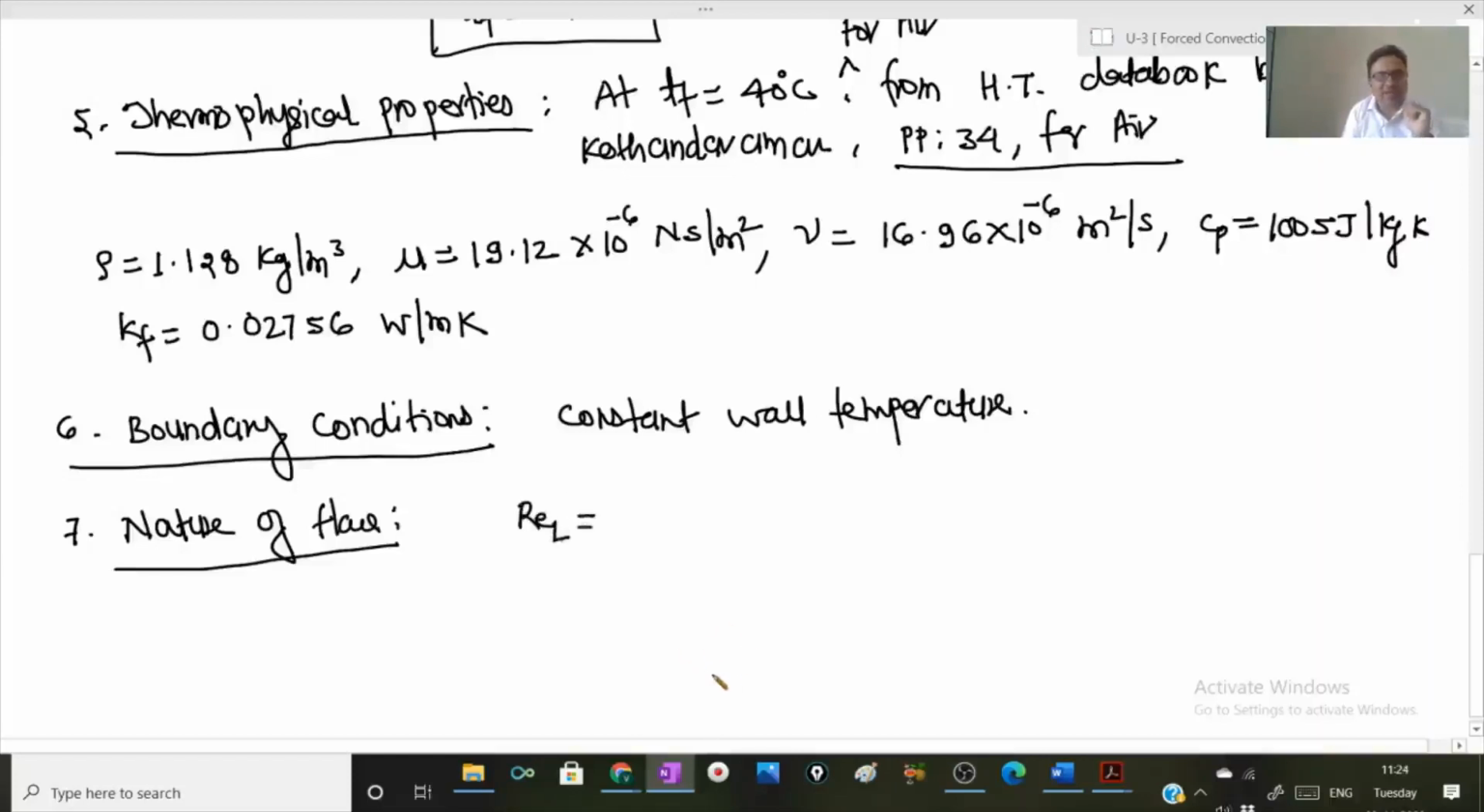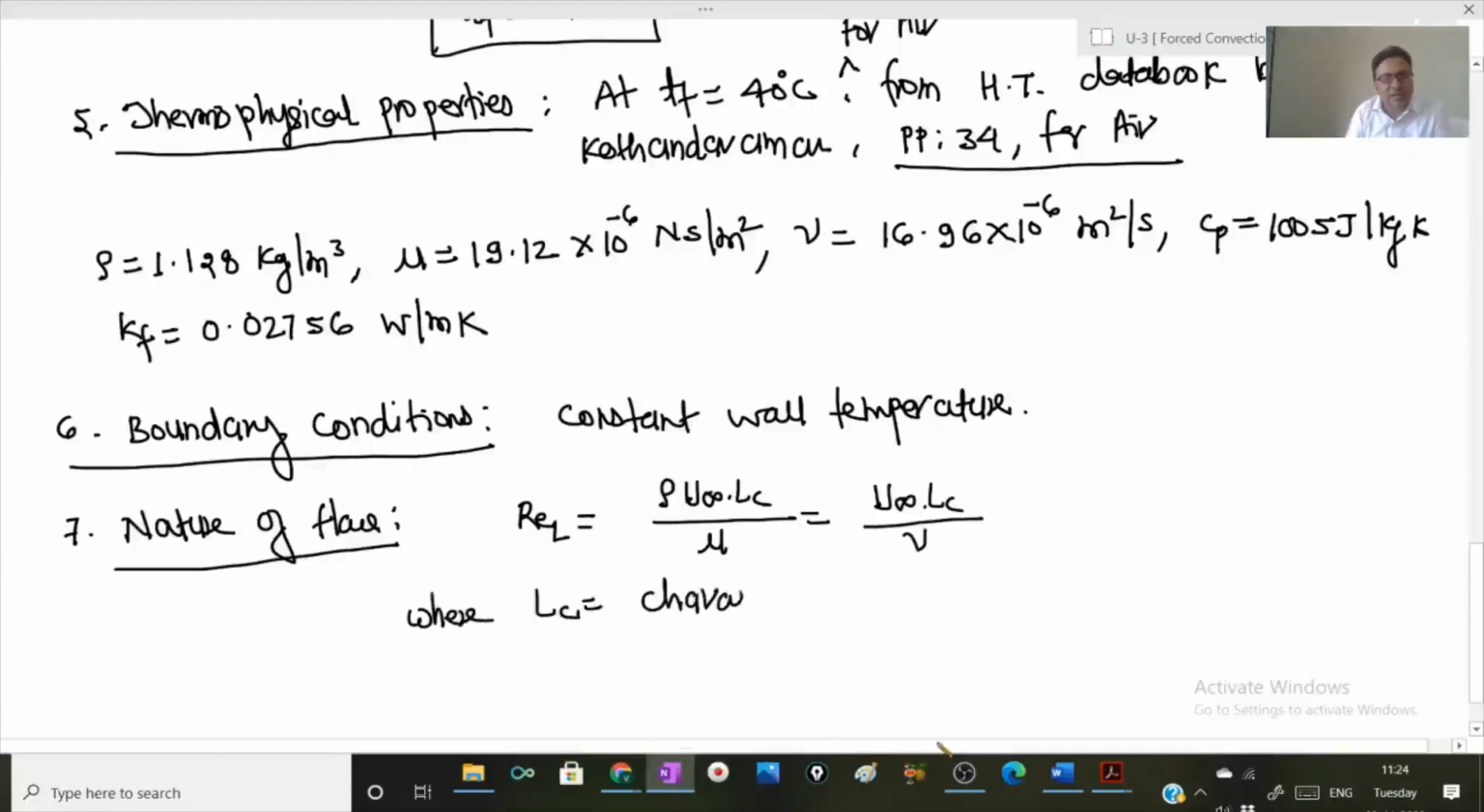What is the meaning of this suffix L? When a flow of fluid takes place over a surface along the linear dimension, the Reynolds number is represented by Re suffix L. This can be given as rho into U infinity into LC over mu, or I can also write it as U infinity into LC over nu, where LC is the characteristic length and this will be equal to L.